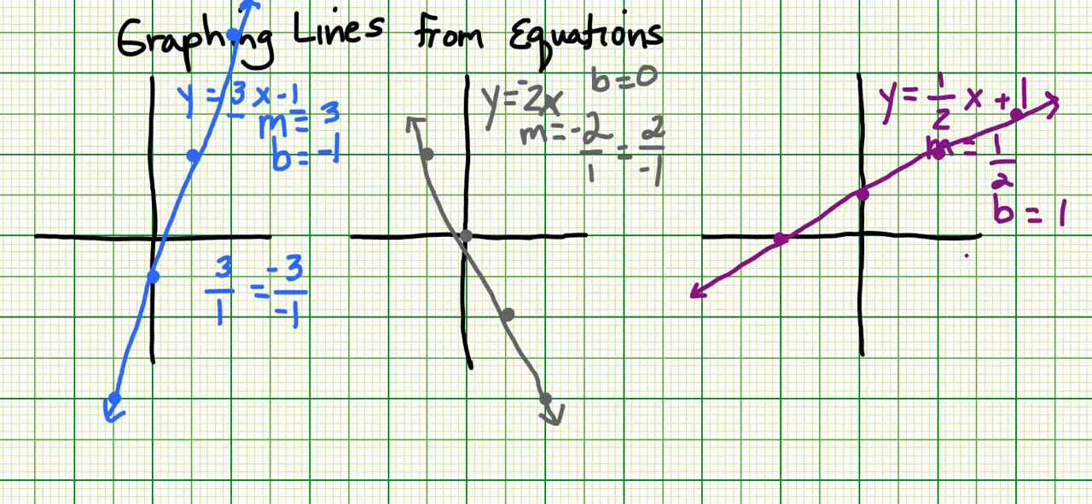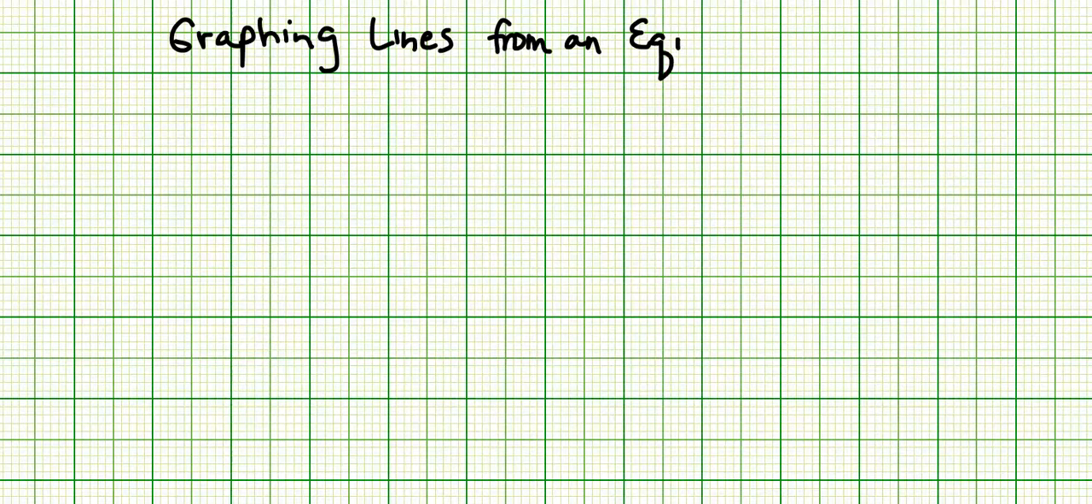Okay, what happens if the equation that you get is not necessarily in the form y equals mx plus b? So we're graphing lines from an equation. I don't want you to forget what this is. But this time our equation is, let's say, 3y plus x equals 9.